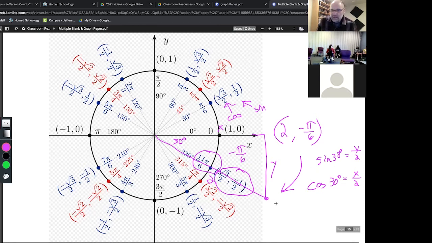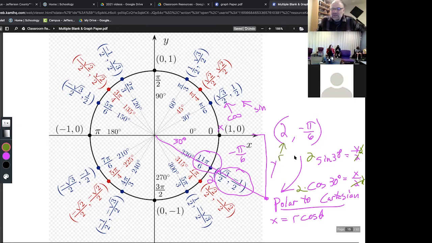So here's the shortcut. If you're converting polar to Cartesian, or rectangular coordinate plane, that's what Cartesian is, you're going to use these formulas. x equals r, which is the hypotenuse, times cosine of theta. Because if I solve for y here, I'm just going to multiply both sides by 2, and I get y equals 2 times the sine of 30. Same thing here: multiply both sides by 2, x equals 2 times the cosine of 30. So whatever the r value is, it's like the radius, you just multiply that by the cosine and sine values. Real easy.